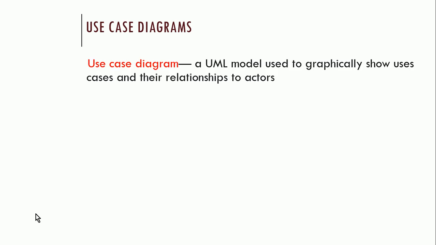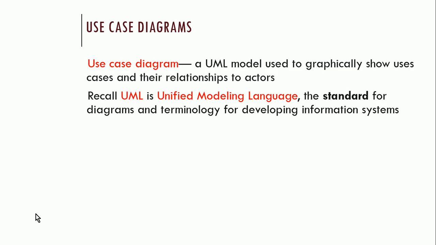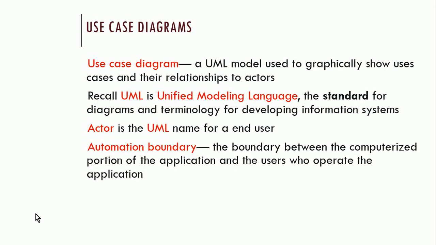So a use case diagram is that UML model that I showed you in the very beginning. If you recall, UML is the Unified Modeling Language. It's the standard that we use for software development and design, and it's also a standard for systems analysis and for defining requirements on systems and so forth. We talked about the actor, which is the UML name for an end user, right? So that's what UML calls an actor.